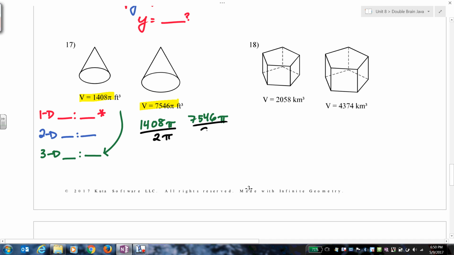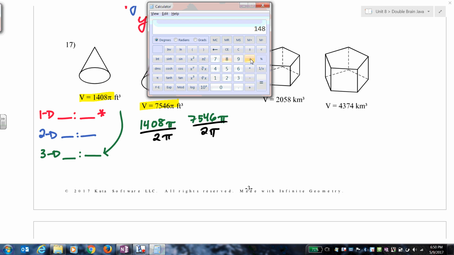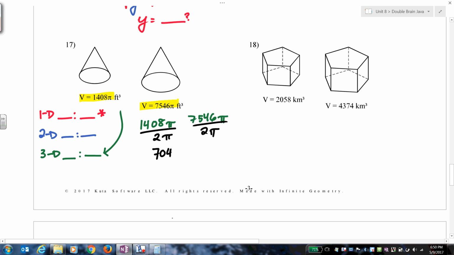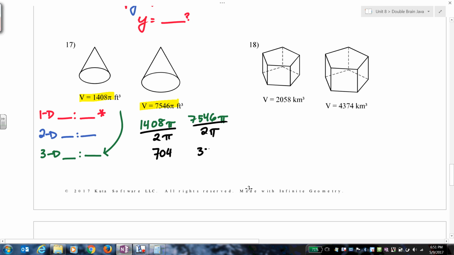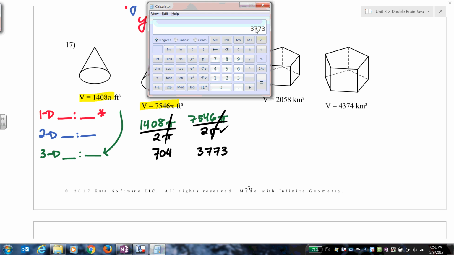And do 2 pi and cancel. So 1408 divided by 2, and you get 704. And we're going to try 7546 divided by 2. And we get 3773. Again, our goal is to find a number that goes into both of them, and 2 pi checked. And that got rid of the pi. Now let's see what goes into 3773, which might also go into 704.